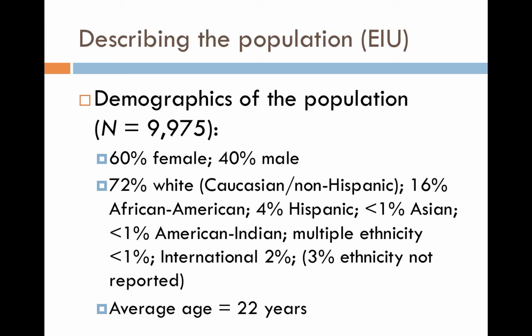So your sample, you would want to be as representative of this demographic as possible. The average age is 22 years, so you would want to make sure that the sample that you get matches this, not perfectly, of course, but comes close to it. So if you had a sample that was comprised of all males and the average age was 19, and they were all or mostly African American with some Hispanic, that would not be representative of the EIU population, and thus the findings that you would get from that study may not be applicable.